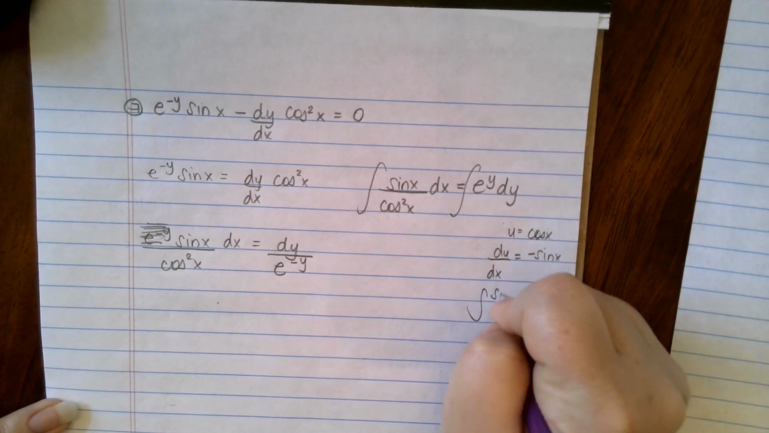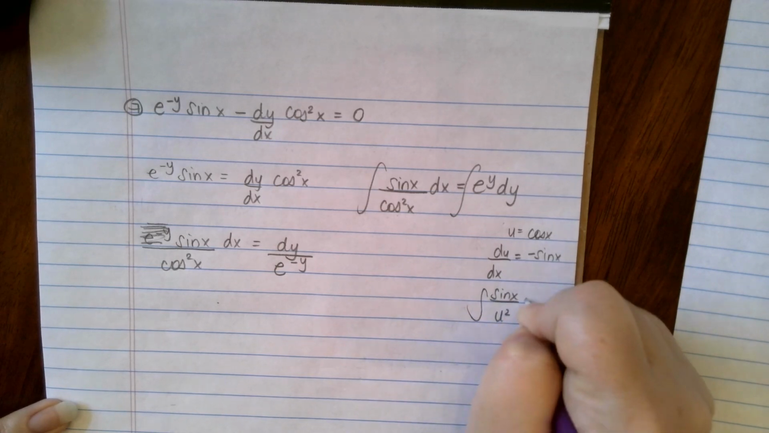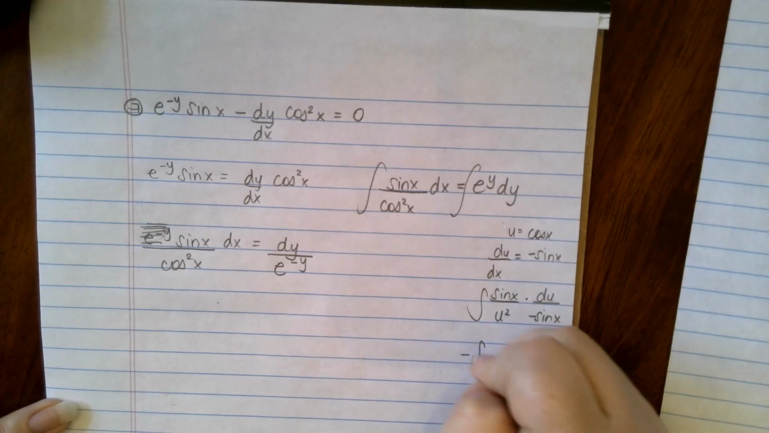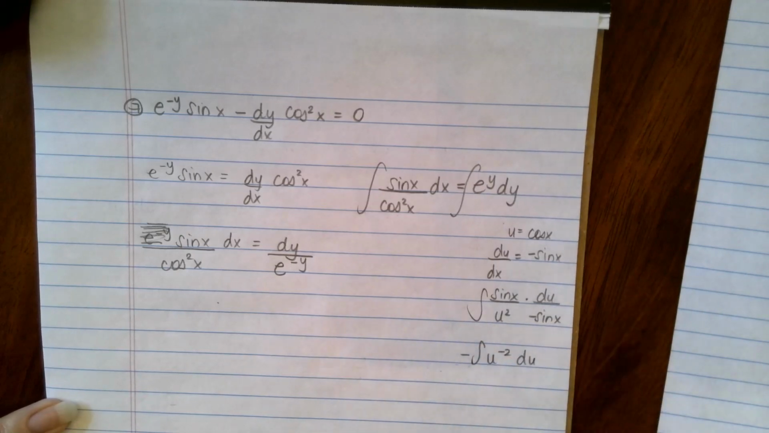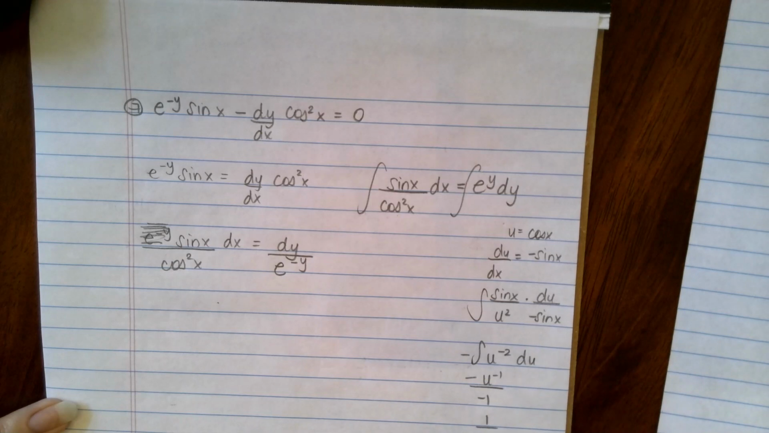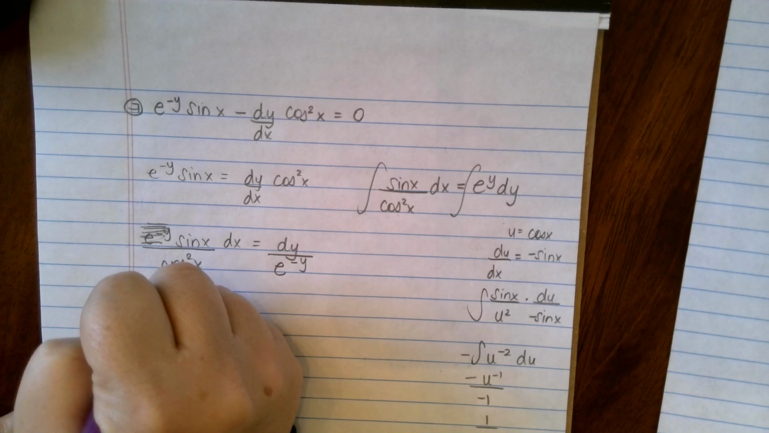So we're integrating sine x over u squared times du over negative sine. So we have a negative integration of u to the negative 2 du. So that gives me, sorry, just looking at my paper here. That gives me negative u to the negative 1 over negative 1, or positive 1 over u. So this becomes a positive 1 over u.